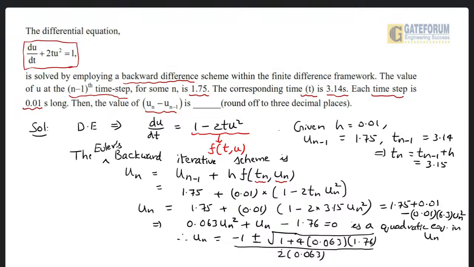So this is giving, of course, 0.063, 1.76, 1, everything is correct. Denominator 0.2 into 0.63 means 0.063 means 0.126. So which is equal to minus 1 plus or minus root over 1.44352 divided by 0.1.